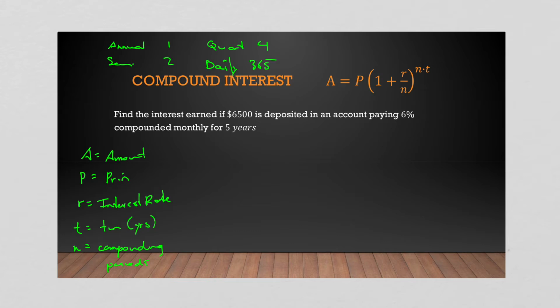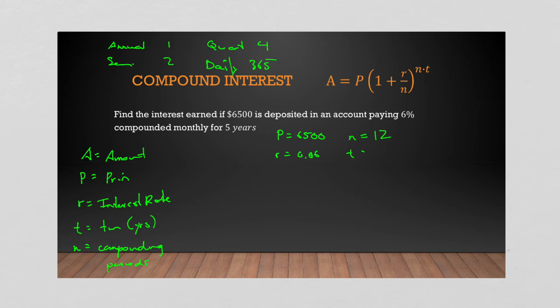So here we go. How much interest is earned if you deposit $6,500? Okay, so P is $6,500 in an account paying 6%. Oh, okay, so R is 0.06. Compounded monthly, okay, so 12 months in a year, so N is 12.